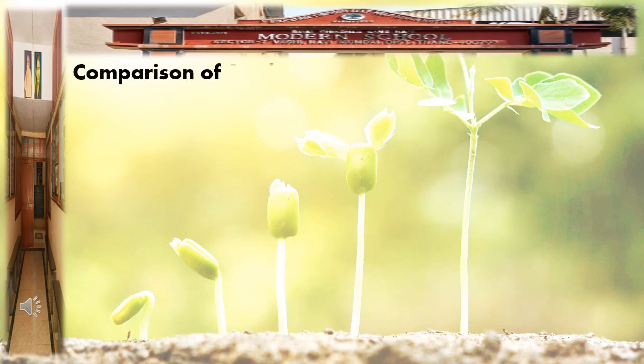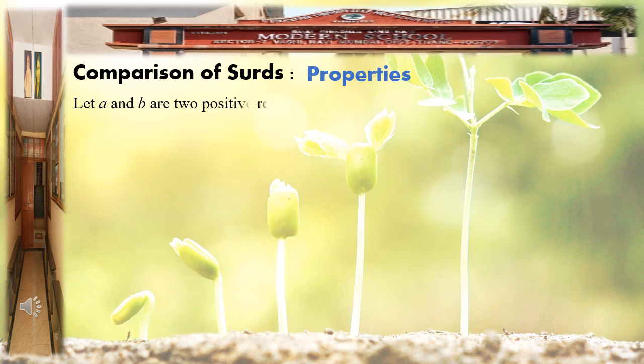Comparison of surds. Let's learn properties. If a and b are two positive real numbers and if a is less than b, then multiplying both sides by a, we get a into a is less than b into a.